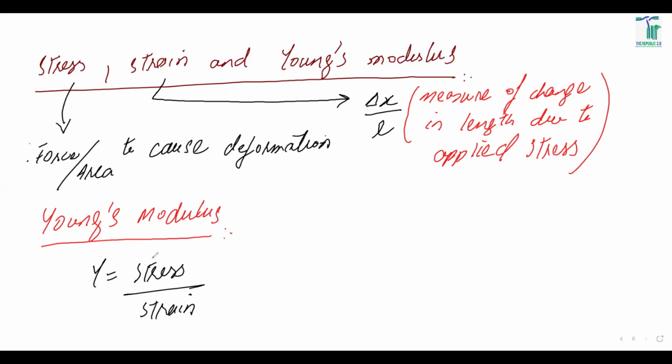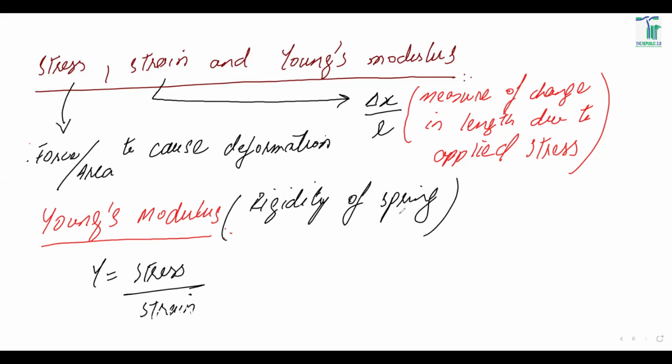It also tells us about the rigidity of the spring, how rigid your spring is. The spring in the car, the shock absorbers in the car, and the spring that we're going to use over here would be having higher rigidity as compared to the one we use in the pen, right? So Young's modulus would always be stress divided by the strain.